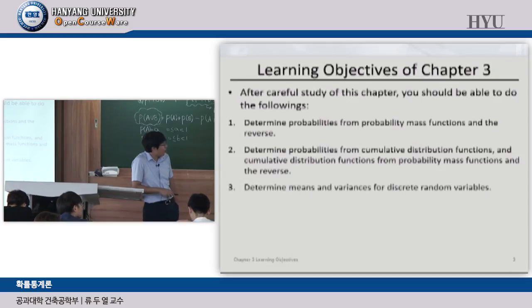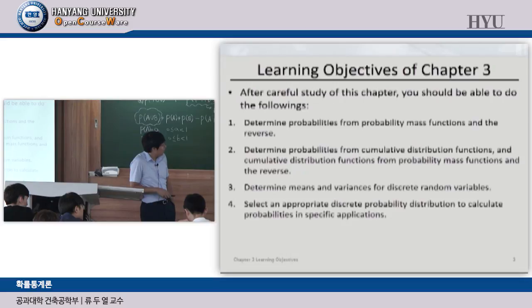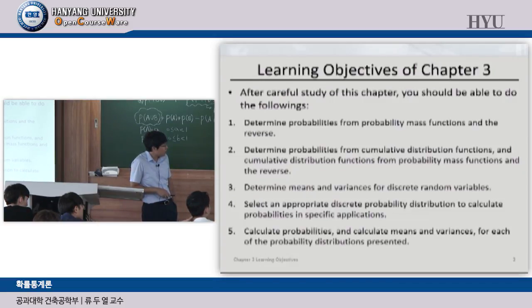And thirdly, we can determine the means and variances for the discrete random variables. And in this chapter, we can also learn about the standard deviation, which is called 표준 편차 in Korean. And fourthly, we can learn about the selection of an appropriate discrete probability distribution to calculate probabilities in specific applications. And fifthly, we can calculate the probabilities and calculate means and variances for each of the probability distributions presented. So these 5 things are the learning objectives of chapter 3.